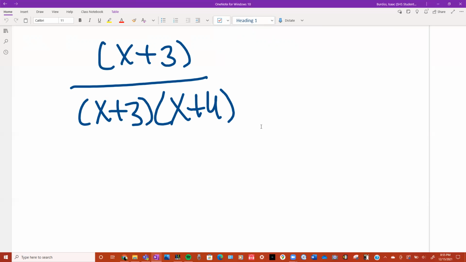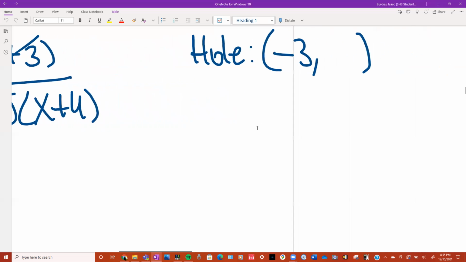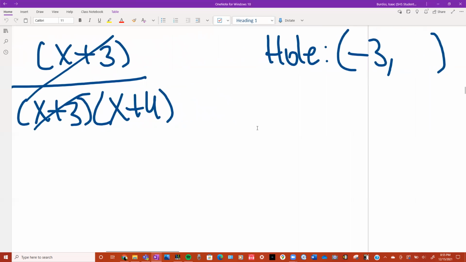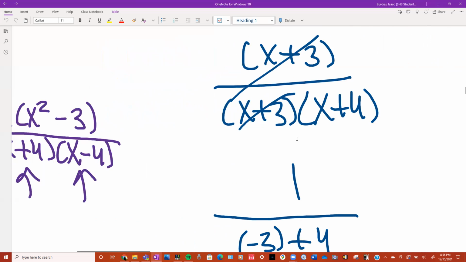Your vertical asymptote would be x equals -4, because that doesn't cancel out. But your hole, since these cancel out, has an x coordinate of -3, setting that equal to 0. But remember, you find your y coordinate by plugging the x into the simplified version. Since those cancel out, the simplified version is 1 over x plus 4. We plug in -3 for x, and in this case that means -1 for the other coordinate. So that's review of holes.